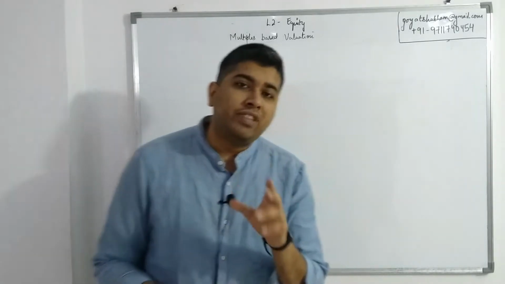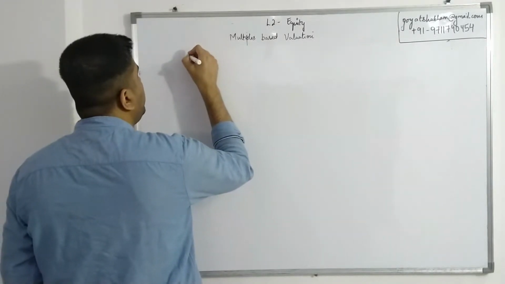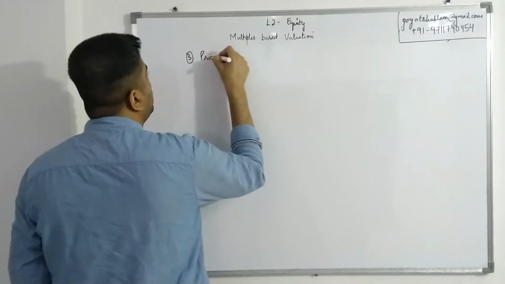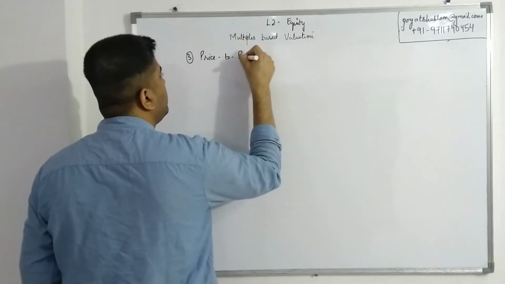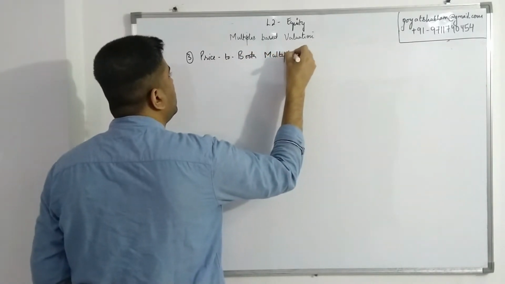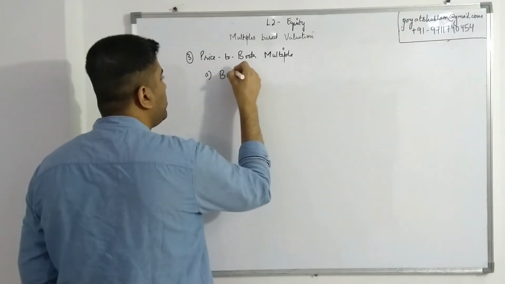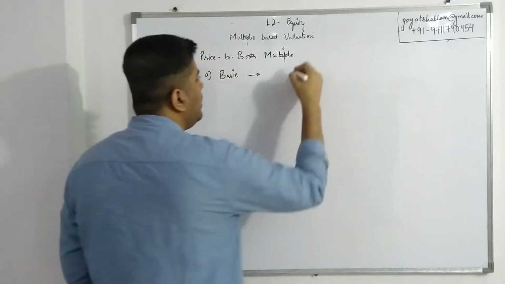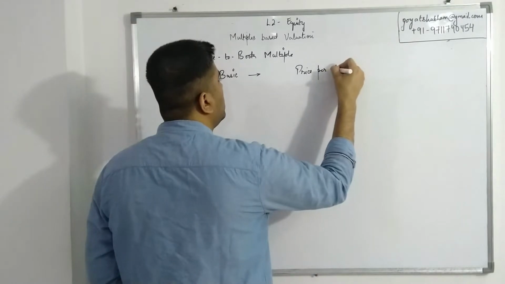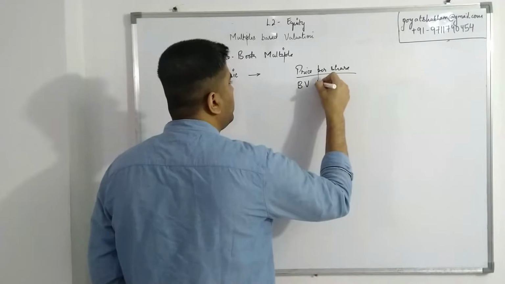So let's start with the first formula or the first multiple that we have for today, which is going to be price to book multiple. Now, the basic formula for PB multiple is fairly simple. It is price per share divided by book value per share.